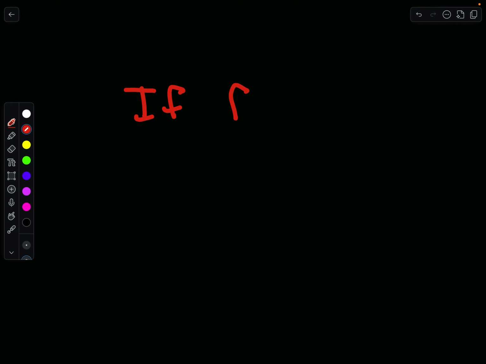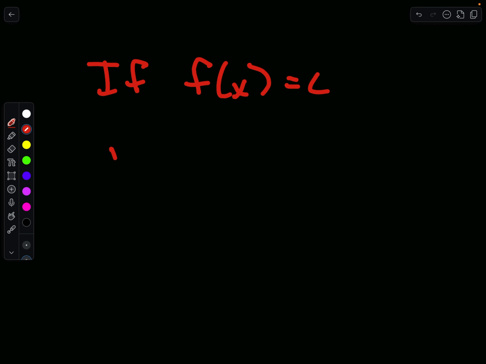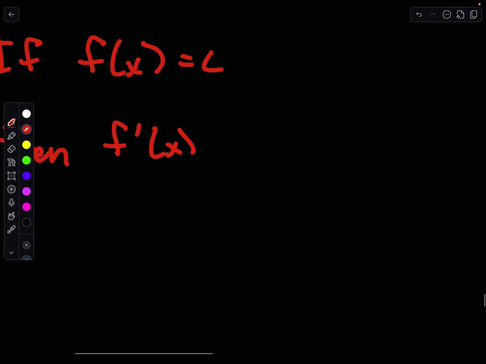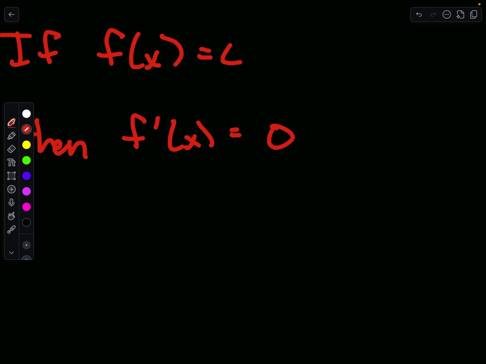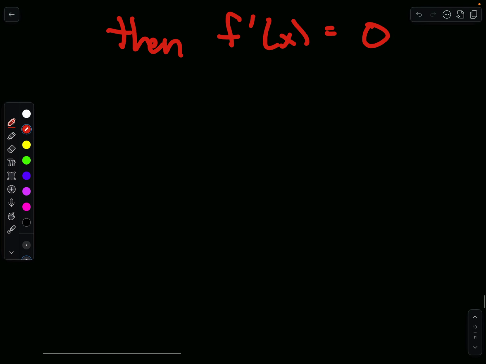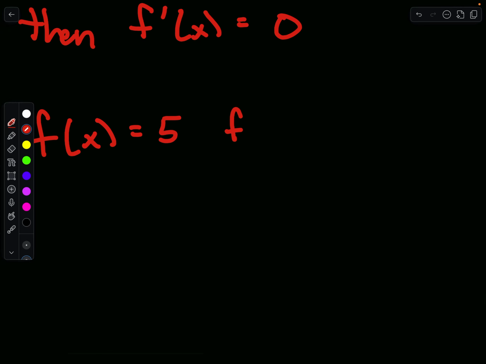If f of x equals c, then f prime of x, which is another way of saying the derivative, equals 0. So a constant doesn't change, so its rate of change is just going to be 0. If you think of it graphically, you'll have a horizontal line, so the slope everywhere is going to be 0. An example of this is f of x equals 5. So then f prime of x is going to be 0.